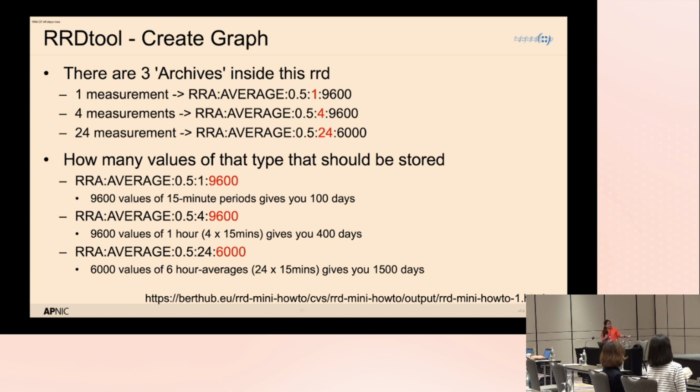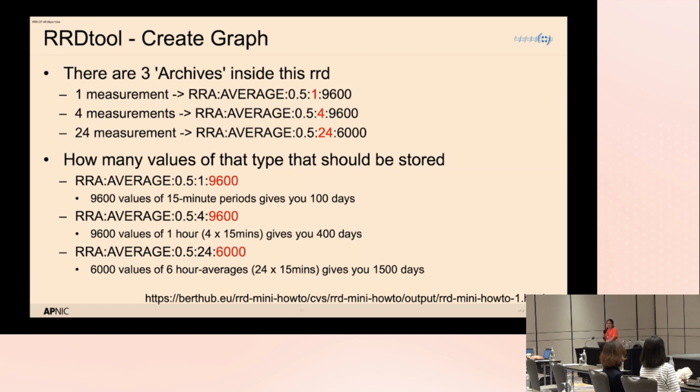If you have 4 here, that's 4 times 15 minutes. So you're actually pulling the information every hour, and you can have 9600 values, 1 hour each, which gives you 400 days, a little more than a year. And then the 24 here is 6-hour averages. So you can have 6,000 values, which means you have 1500 days. Okay. So is that clear?